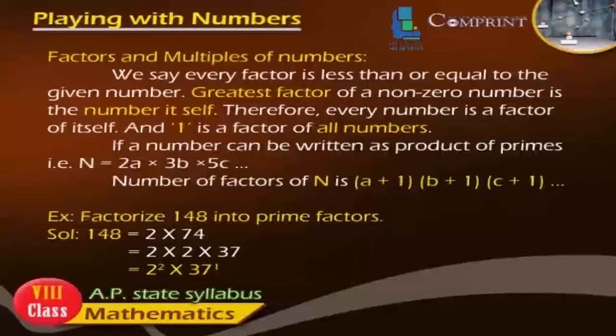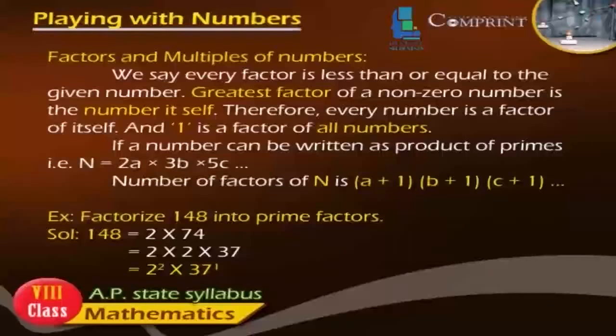Factors and multiples of numbers. We say every factor is less than or equal to the given number. Greatest factor of a non-zero number is the number itself. Therefore, every number is a factor of itself and 1 is a factor of all numbers.